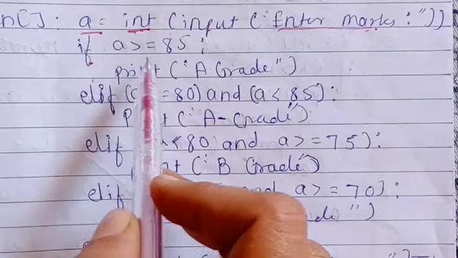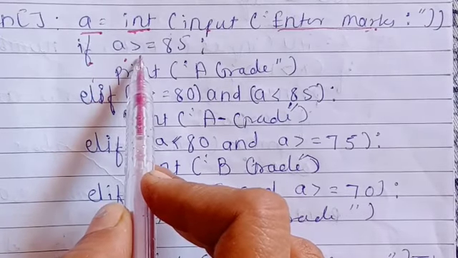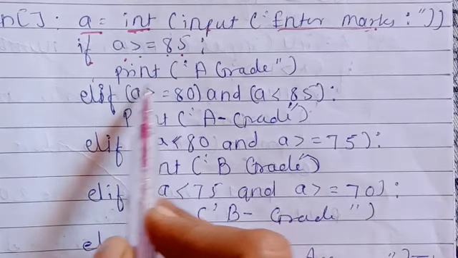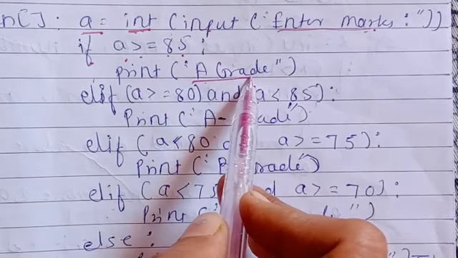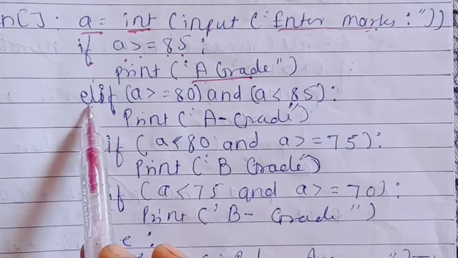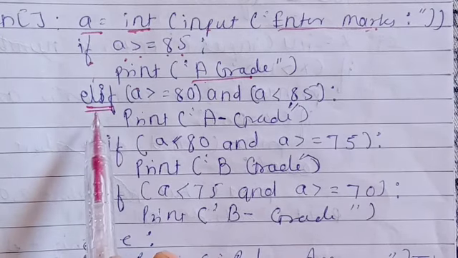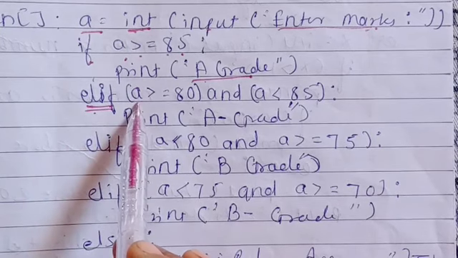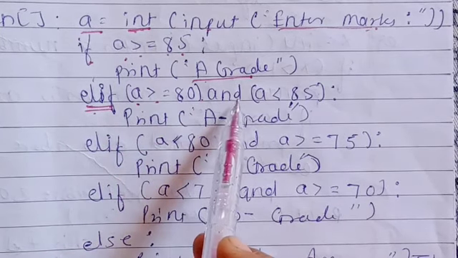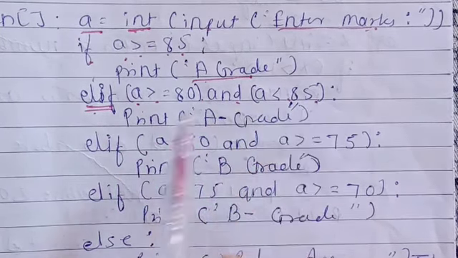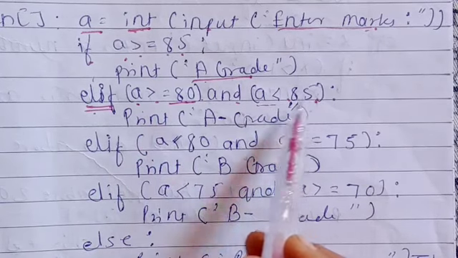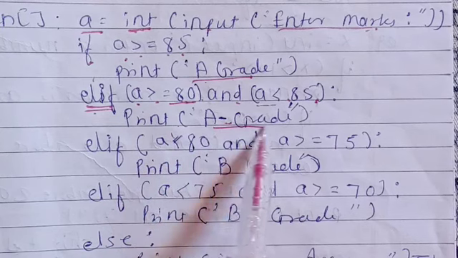Now, if A, that is the marks entered, is greater than or equal to 85, print A grade. Okay. elif is the short form of else if in Python. Just remember this. elif A greater than or equals to 80 and A less than 85. Understood? A's value is greater than or equal to 80 but less than 85. That time we'll print A minus grade.